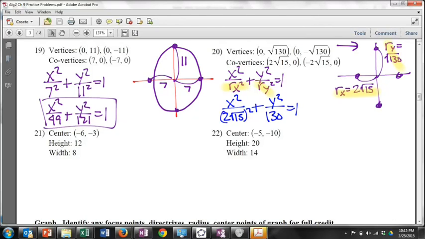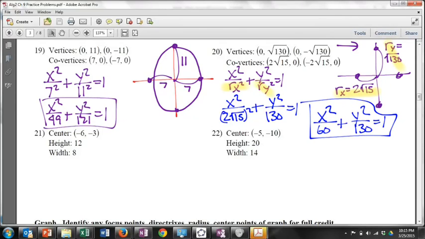And then I just need to go one step further. X squared over 2 squared is 4. 4 times square root of 15 squared, that will be 15. 15 times 4 is 60. Plus y squared over 130 is equal to 1. That's my solution there.